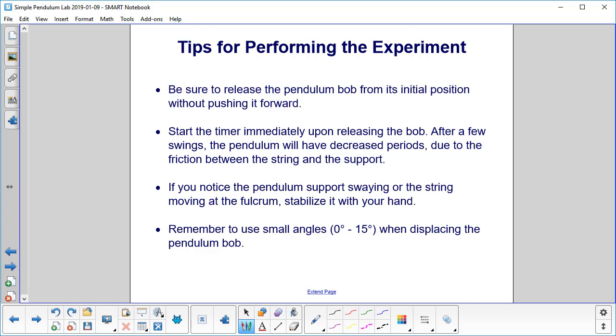After a few swings, the pendulum will have decreased periods due to the friction between the string and the support. If you notice the pendulum support swaying or the string moving at the fulcrum, stabilize it with your hand. And remember, use small angles between 0 and 15 degrees when displacing the pendulum bob.